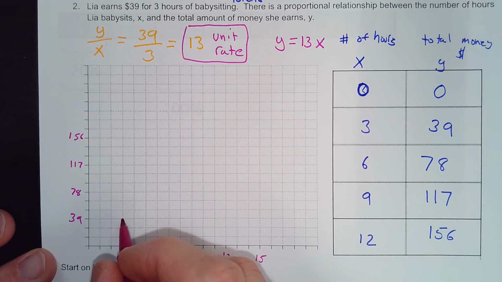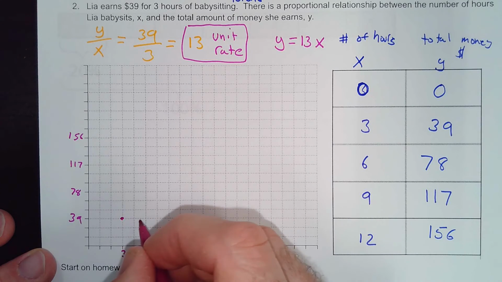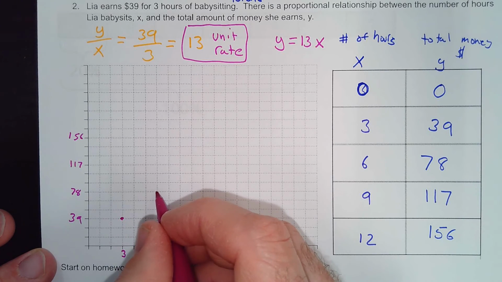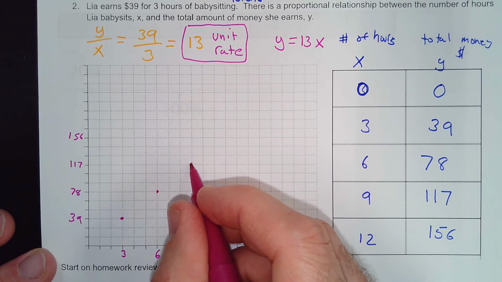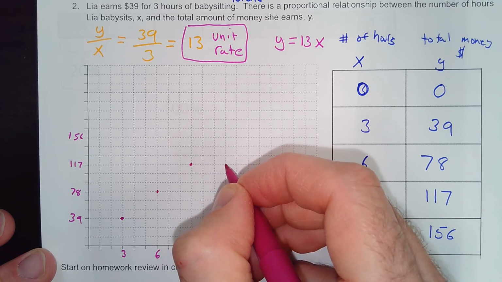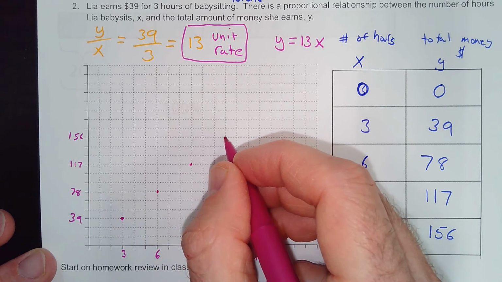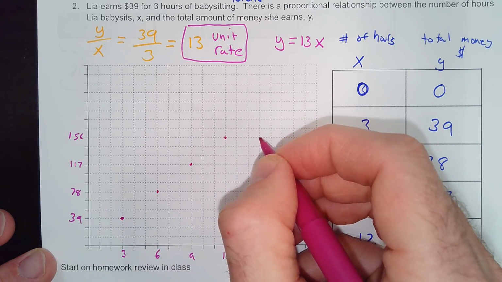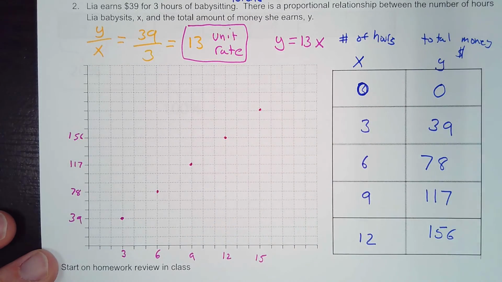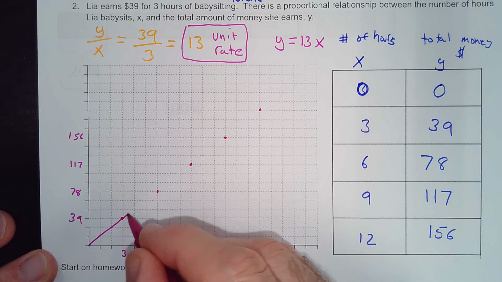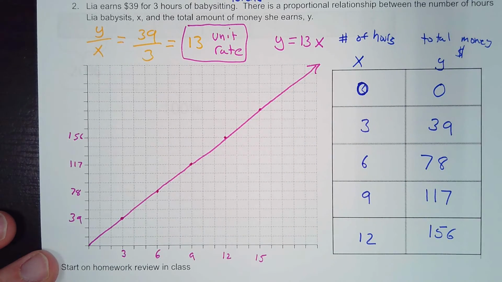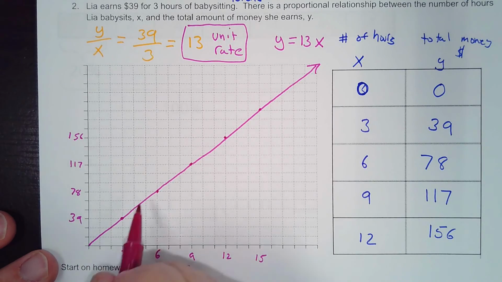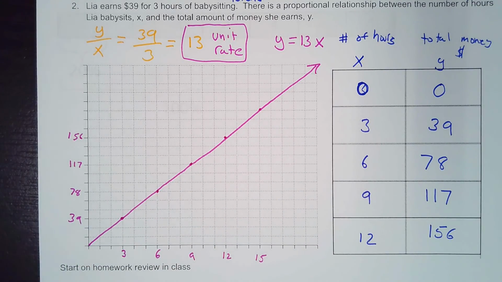So every 3 hours would be $39. 3 more hours would be $39 more. 3 more hours, $39 more. 3 more hours, $39 more. 3 more hours, $39 more. So there's our basic sketch of our graph. And it's proportional. It starts at 0 and it goes up at the same unit rate.